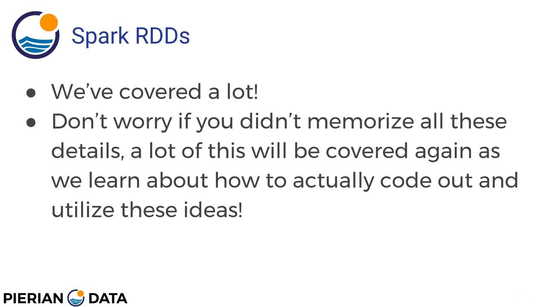Alright, so we covered a lot, but I don't want you to worry if you didn't memorize all these details, or if a lot of this went over your head and left you maybe a little confused. We're going to cover a lot of this again and again as we learn more about how to actually code with Python, how to code with Spark, and utilize all these ideas. This should just give you a very high level understanding of what a distributed system looks like, why we actually phrase things as Spark versus MapReduce, and maybe how Spark works with RDDs, at least at a very high level. But again, don't worry if you didn't memorize all this. We're going to cover this a lot more as we continue coding throughout the course.